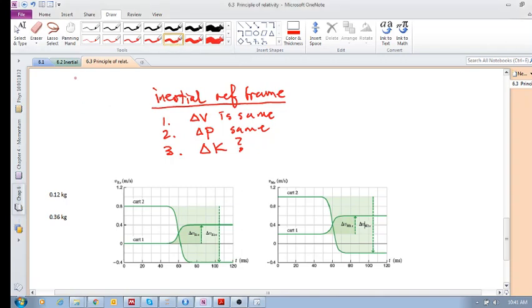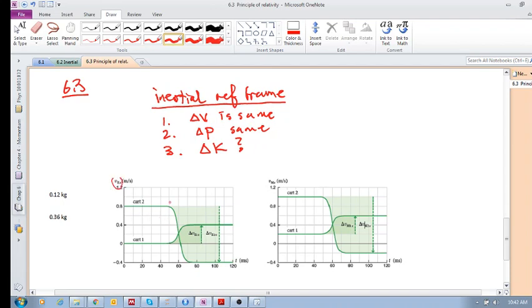Okay, so we're carrying on with 6.3, Principle of Relativity. There really are quite a few videos for this one because there's a lot in here that's important. What we've seen thus far is that for any inertial reference frame, the delta V, the change in velocity, would be the same as it was in the Earth reference frame.